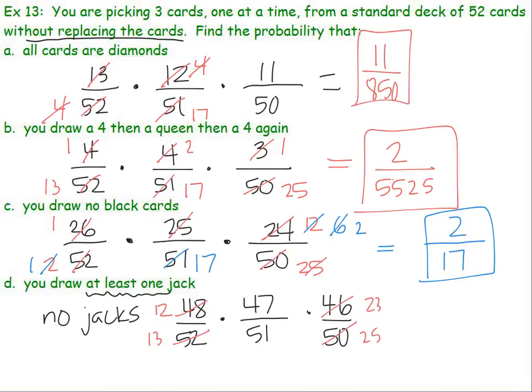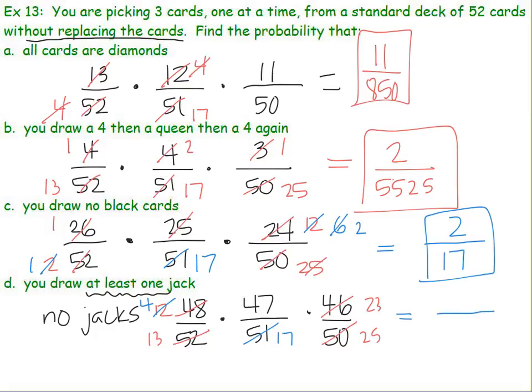Can anything else be reduced? Well, if we look, we have a 12. 12 and 13 cannot be reduced, but 12 and 51 can. 12 and 51 are both divisible by 3. 12 divided by 3 is 4, and 51 divided by 3 is 17. And yes, that is as far as we can go.